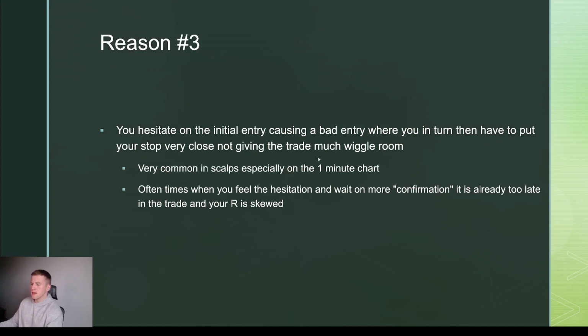A big thing to help with this is, when you feel the hesitation and wait on confirmation, it is already too late a lot of times and your R is skewed. When you wait on more confirmation, this is something to note, there never really is confirmation within a trade. It could be a confirmation of your trade rules and stuff, but there's always uncertainty, and you have to deal with that uncertainty, whether it be the fear of the unknown, fear of the loss, whatever it may be. You have to be able to deal with that. So waiting on more confirmation a lot of times isn't actually what is going to happen.